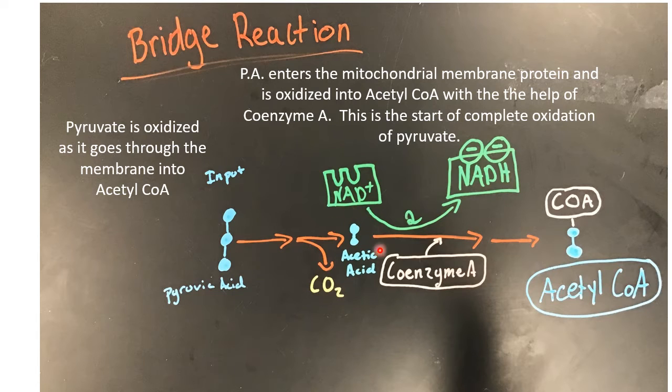And after acetic acid is formed, our NAD+ electron acceptor molecule will grab 2 electrons from acetic acid, and then our NADH molecule that was formed will go on to the electron transport chain, and then our acetic acid and coenzyme A molecule will combine to create an acetyl-CoA molecule.